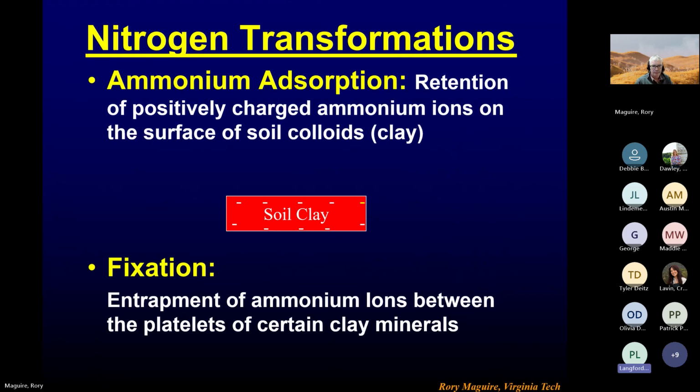And so another one of those transformations is ammonium adsorption. This is the retention of positively charged ammonium ions on the surface of soil colloids. And so ammonium is positively charged, as you can see there. And the mineral surfaces of soil clays are negatively charged. So those ammonium ions are attracted to that negative charge and will adsorb onto the clay surface. They can also become fixated. So this is the entrapment of ammonium ions between the platelets of certain clay minerals. Next slide, please.